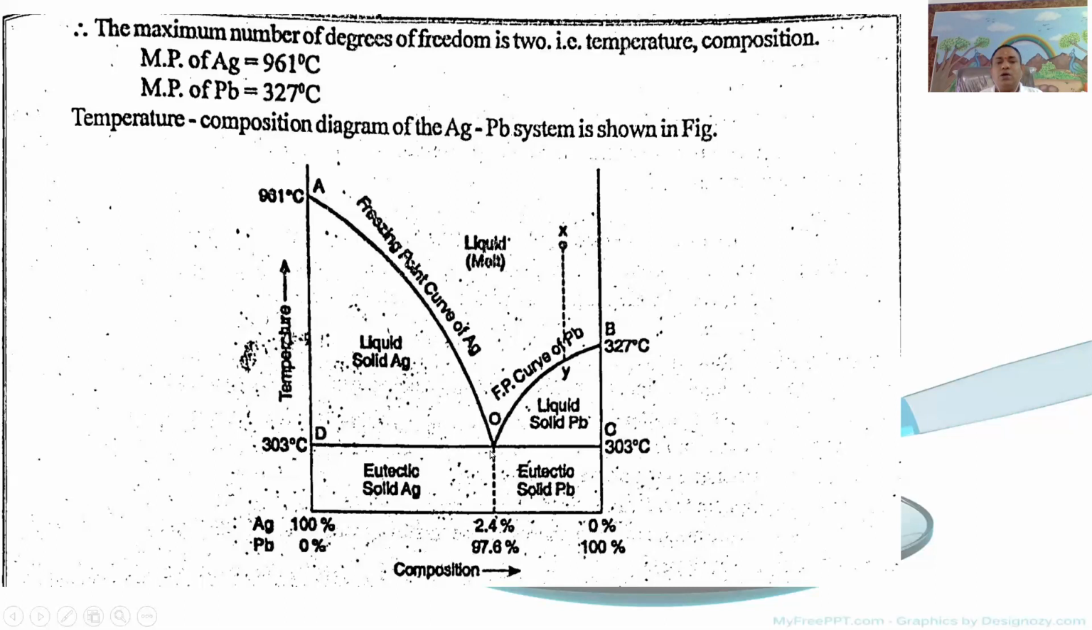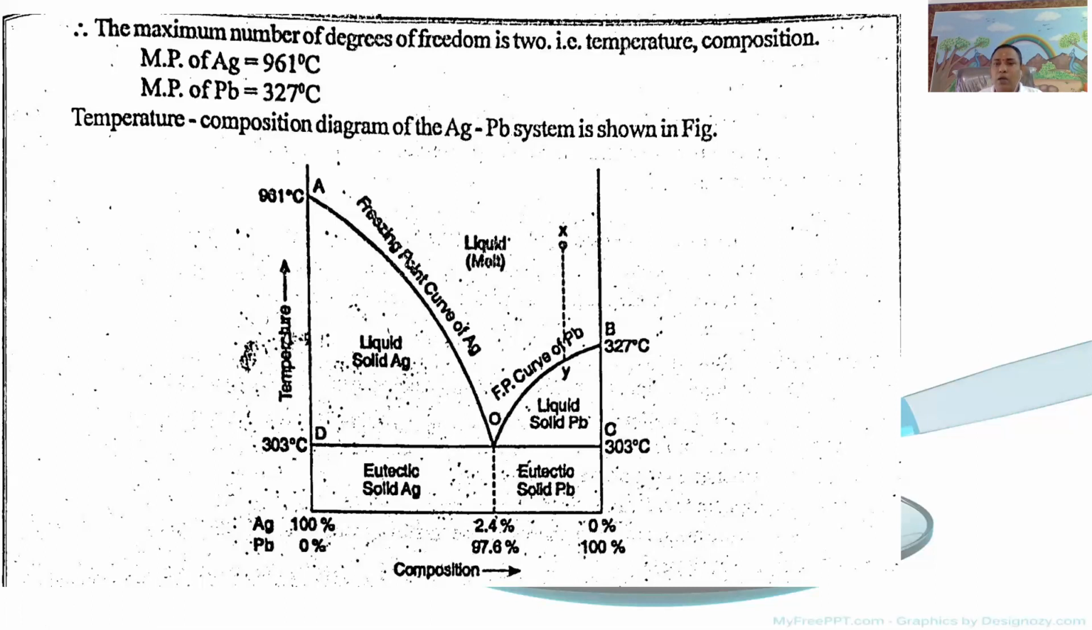This point is called the eutectic point. Here at the eutectic point, the temperature is 303 degrees centigrade and the composition is silver 2.4%, lead 97.6%. This temperature is called the eutectic temperature. Here the eutectic temperature means the decreasing of the melting point of the alloy.